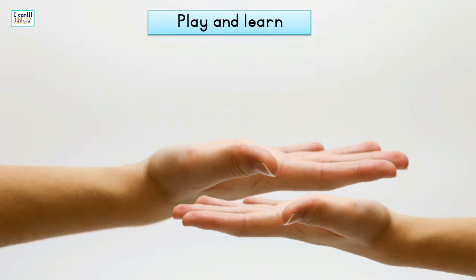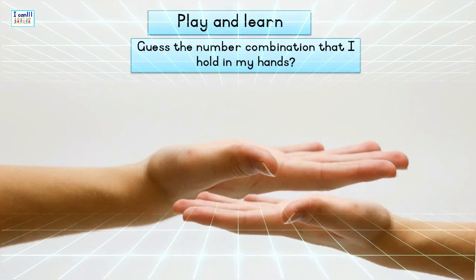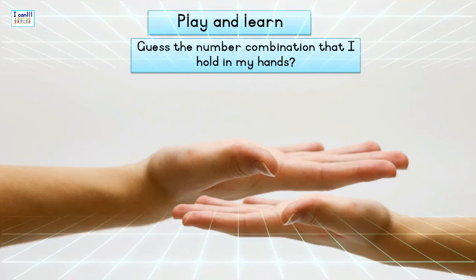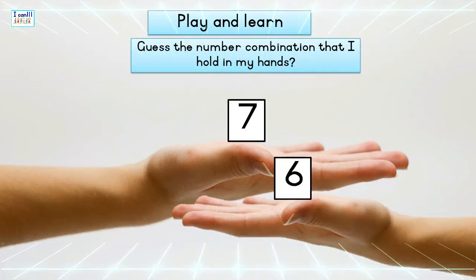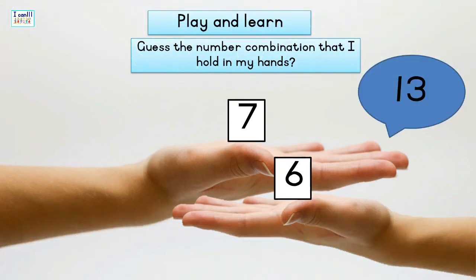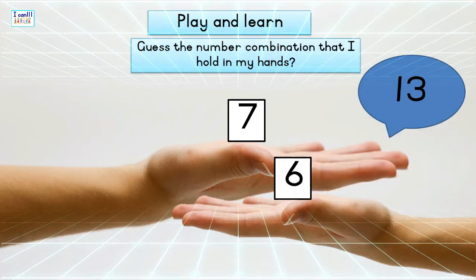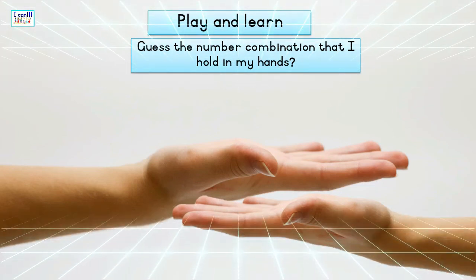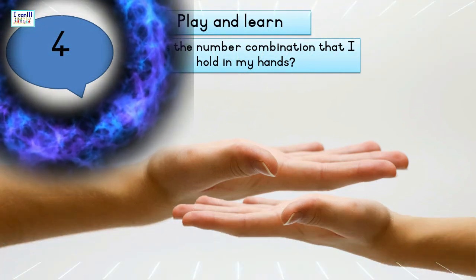Play and learn. Use your hands and your number cards. Guess the number combination that I hold in my hands. 7 and 6. Together it would be 13. You can even shout it out. Or you can give the answer. For example, 4. And your friend can put the correct number combination in his hands.